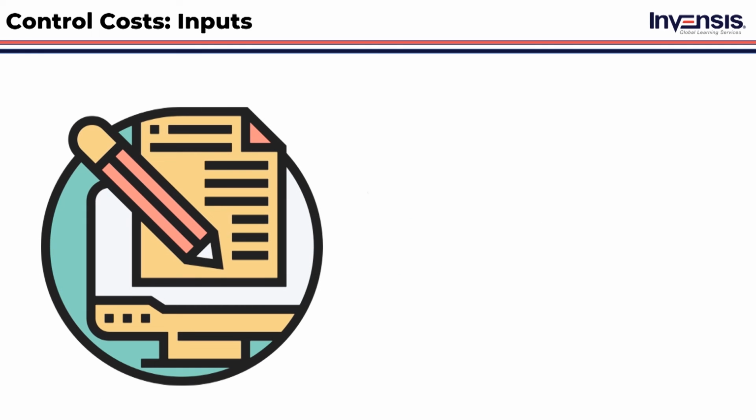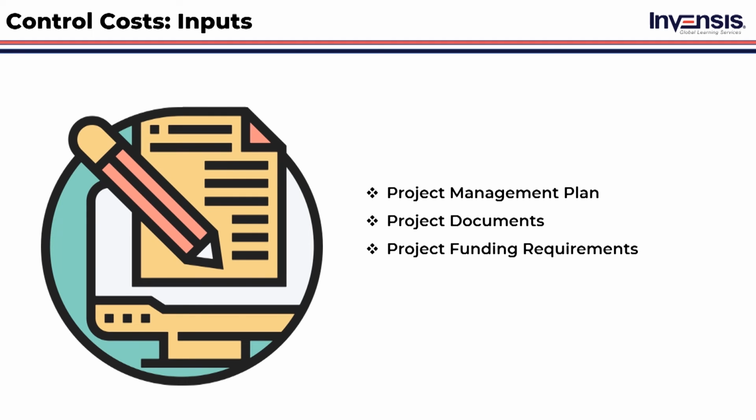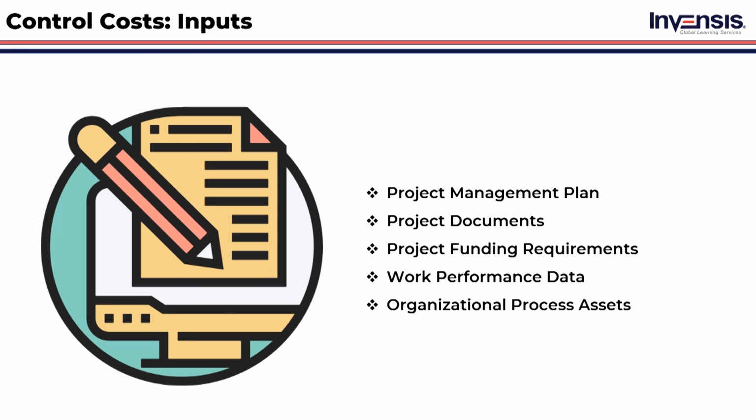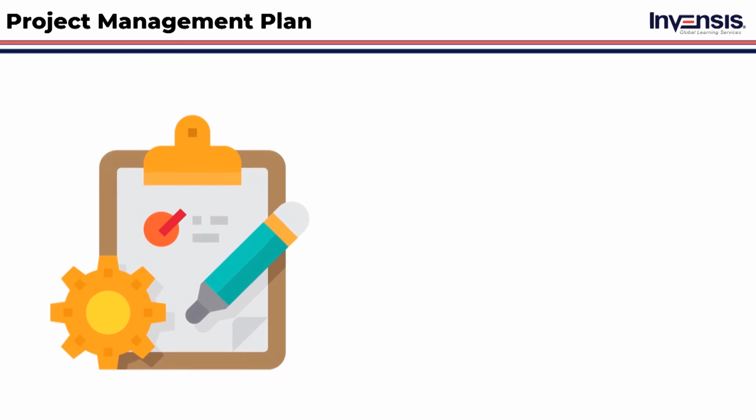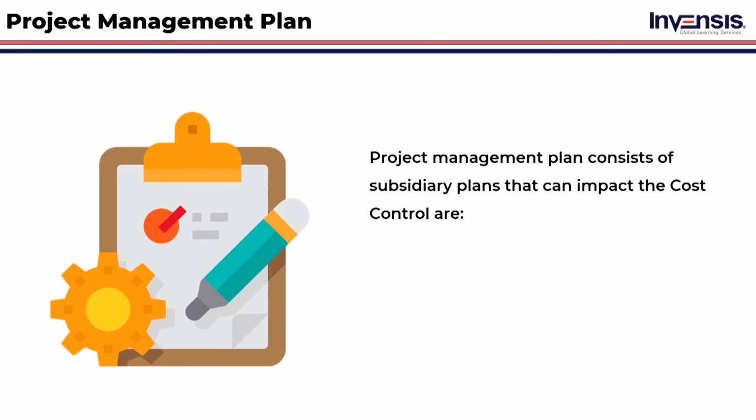Let us start with the inputs for the control costs process. The inputs used for the control costs process are: project management plan, project documents, project funding requirements, work performance data, organizational process assets. So, let us start with them in detail. Starting with the project management plan. The project management plan consists of subsidiary plans that can impact cost control: cost management plan. The cost management plan is a component of the project management plan and describes how the project costs will be planned, structured, and controlled. This document is used in controlling the costs.